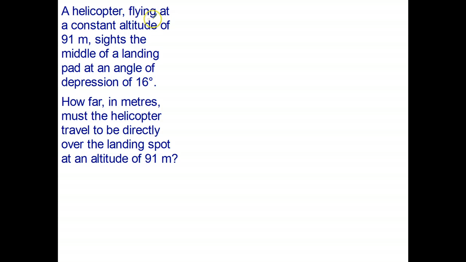Okay, a helicopter flying at a constant altitude of 91 meters. So I'll start by drawing my ground, which we always assume is horizontal. That's supposed to be horizontal, by the way. Sights the middle of a landing pad at an angle of depression of 16 degrees. So here's the helicopter. It's 91 meters above the ground. That's always measured perpendicular to the ground.